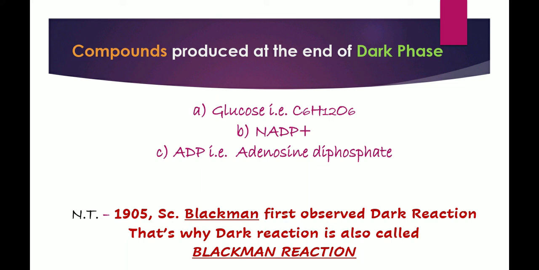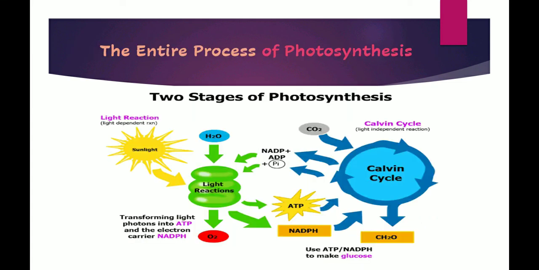Compounds produced at the end of dark reactions are glucose, NADP plus and ADP, adenosine diphosphate. Remember that in 1905, scientist Blackman first observed the dark reaction. That's why dark reaction is also known as Blackman reaction. A flowchart of the entire process of photosynthesis is shown here.